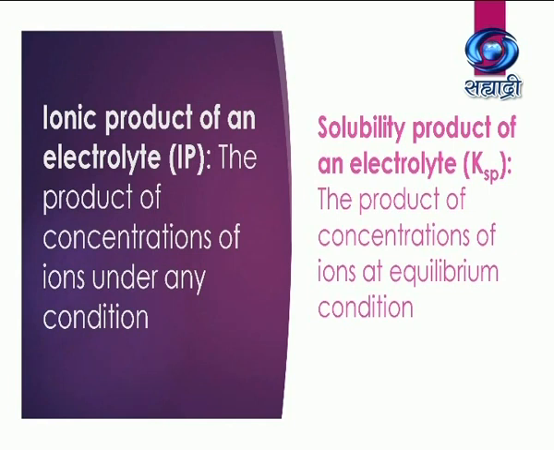And for the same case, if a precipitate is obtained, that means it is a sparingly soluble salt, so it precipitates out. That particular sparingly soluble salt has its characteristic Ksp, that is solubility product. So the product of the concentrations of ions at equilibrium conditions is Ksp.